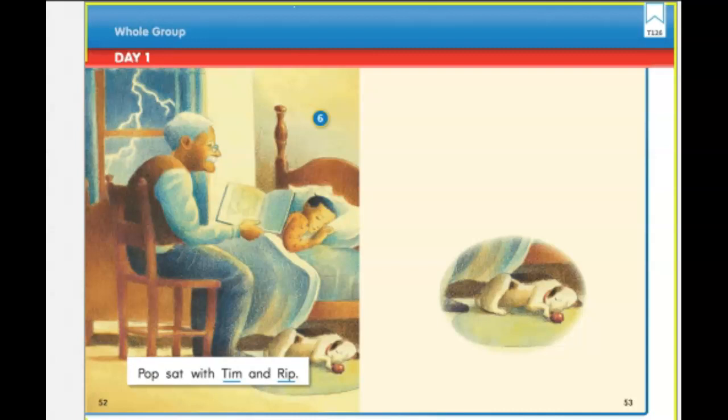What a great story about the storm. So what do you think happens during a storm? How do you think you would feel if you were Tim? Would you feel scared of the storm? Would you feel happy because of the storm? How do you think you would feel?